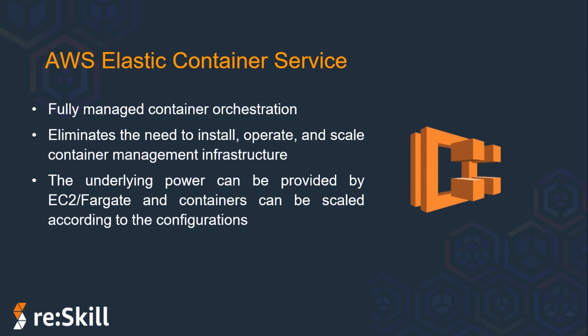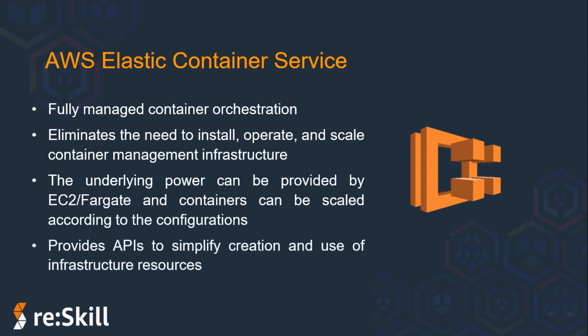In either case, Amazon ECS automatically places and scales your containers onto your cluster according to the configurations that are defined by the user. Although Amazon ECS doesn't create infrastructure components such as load balancers or IAM roles on your behalf, the ECS service provides a number of APIs to simplify the creation and use of these resources in an ECS cluster that you are creating.